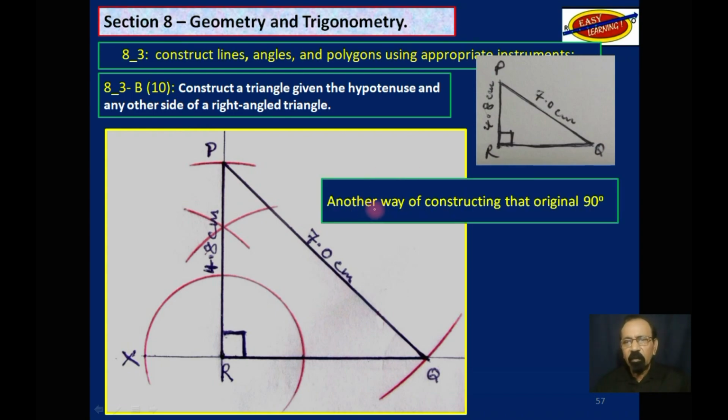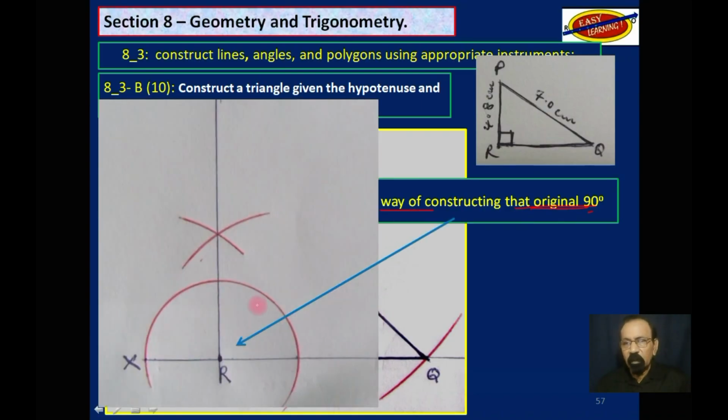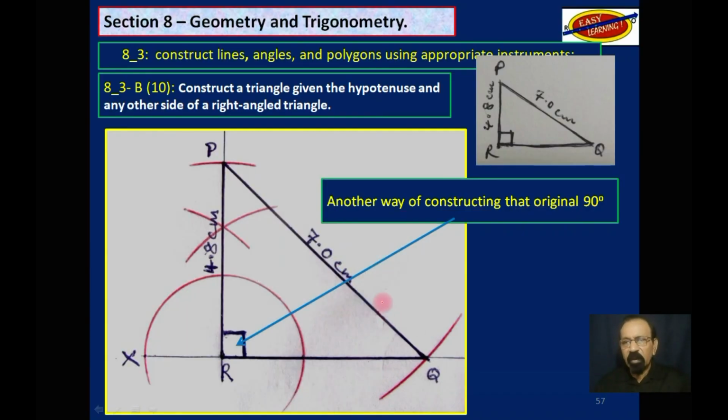Well, as I said, in this case, another way of constructing that 90 degrees was used. You know both ways. This was the method used to construct that 90 degrees. And the other method was 60, 60, bisect that 60, and you will get 90 through there. But it doesn't matter what method you use to construct the 90 degrees, you will still get the same triangle.